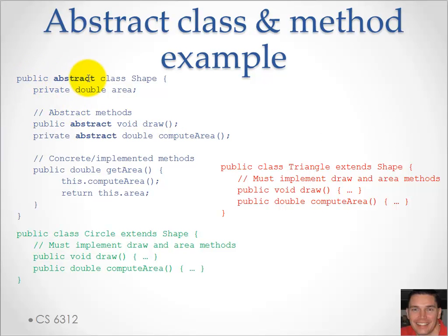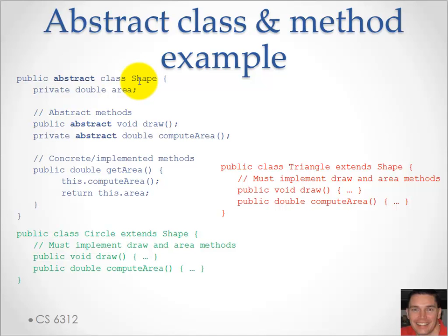We've got public abstract class Shape. For example's sake, this is just going to have an area that's associated with the shape. Then we've got two abstract methods and one concrete, or actually implemented, method. What I mean by concrete is the method is fully implemented, with the full method body and actual code in there. The way an abstract class works is we just add the word abstract. Once we have done that, we cannot instantiate an object of type Shape.